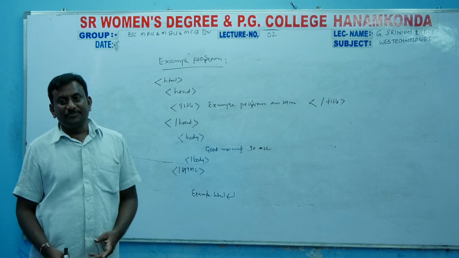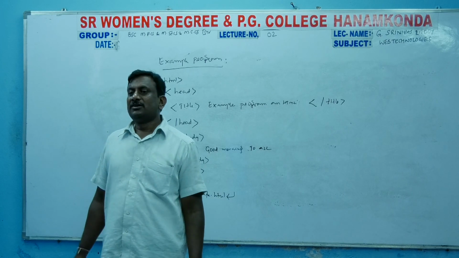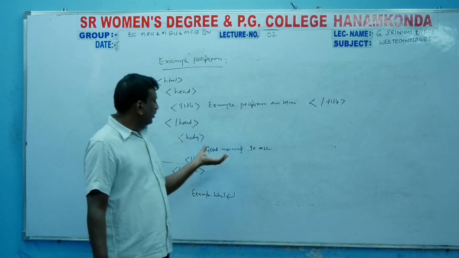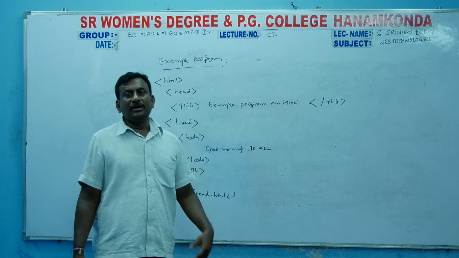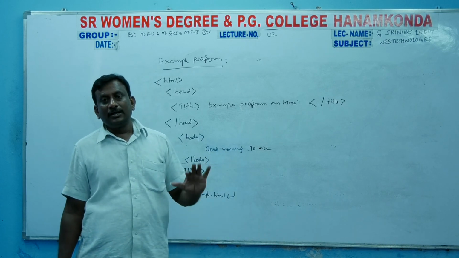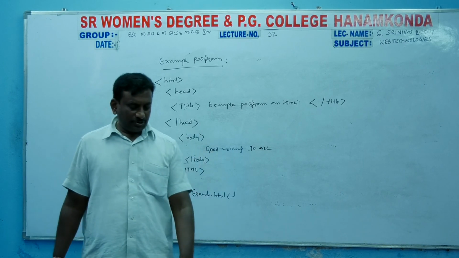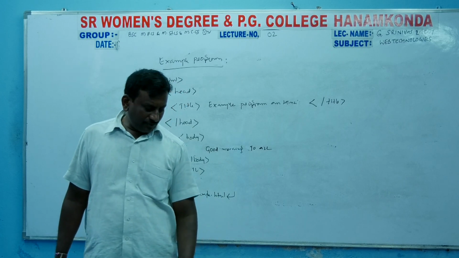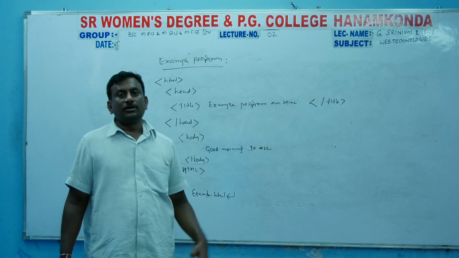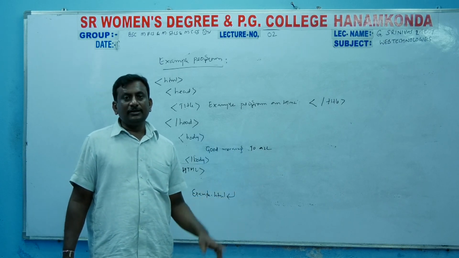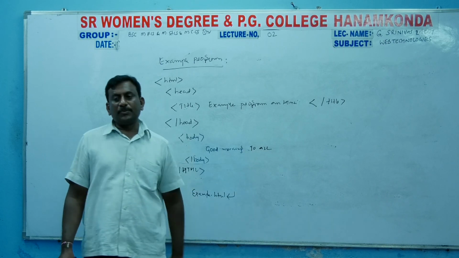Next, the implementation of formatting tags. Formatting text tags, different formats. For example, if you want 'good morning to all' in big letters or different styles, the tags you use for that purpose are known as formatting tags. In tomorrow's module, I will explain the different tags available, including the formatting tags in HTML. This is the structure of an HTML example program.